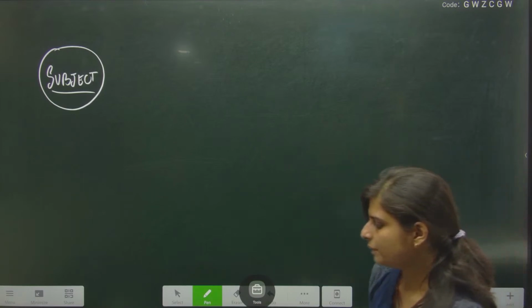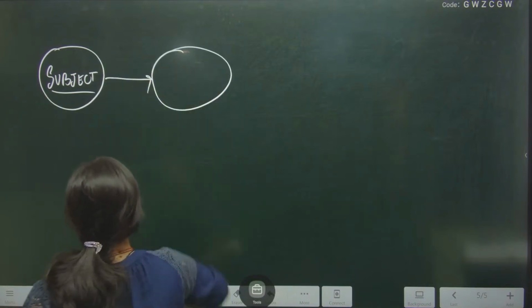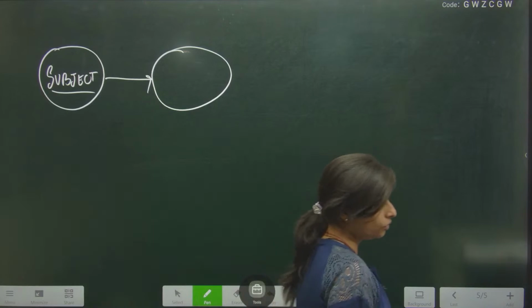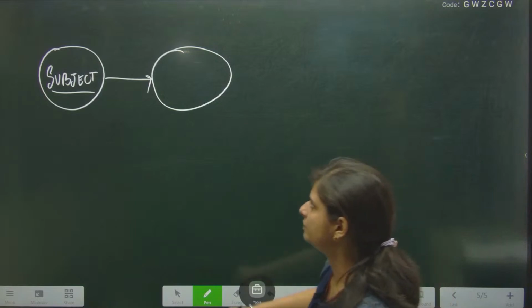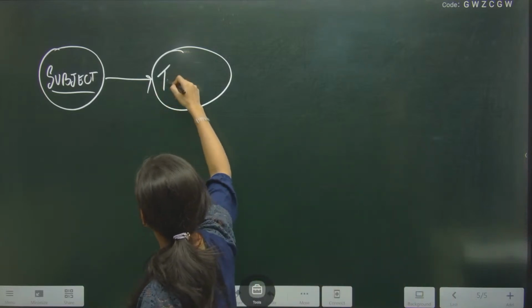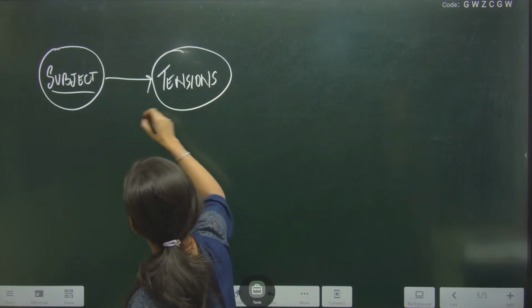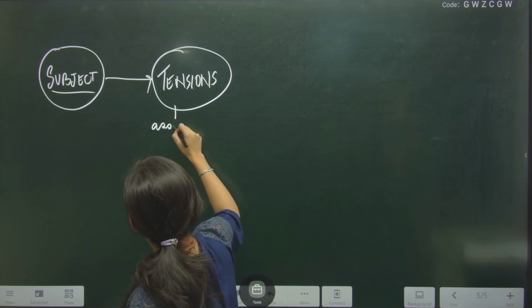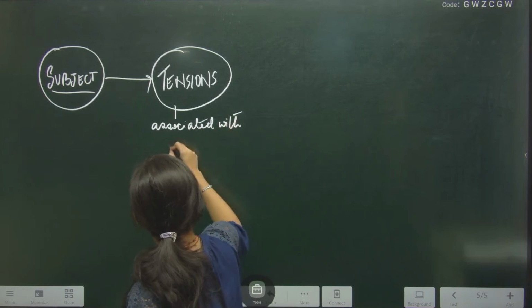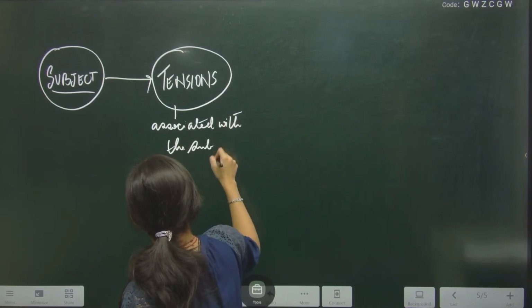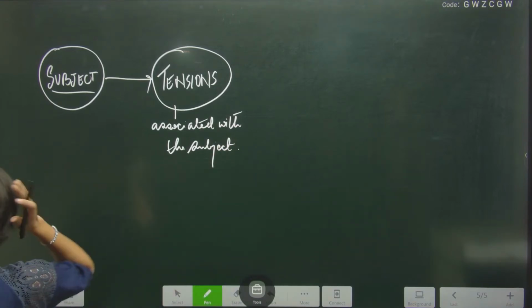Now, when we have got the subject, we need to study the problems or the tensions. The tensions associated with the subject. Now, what could be the tension associated for the subject?